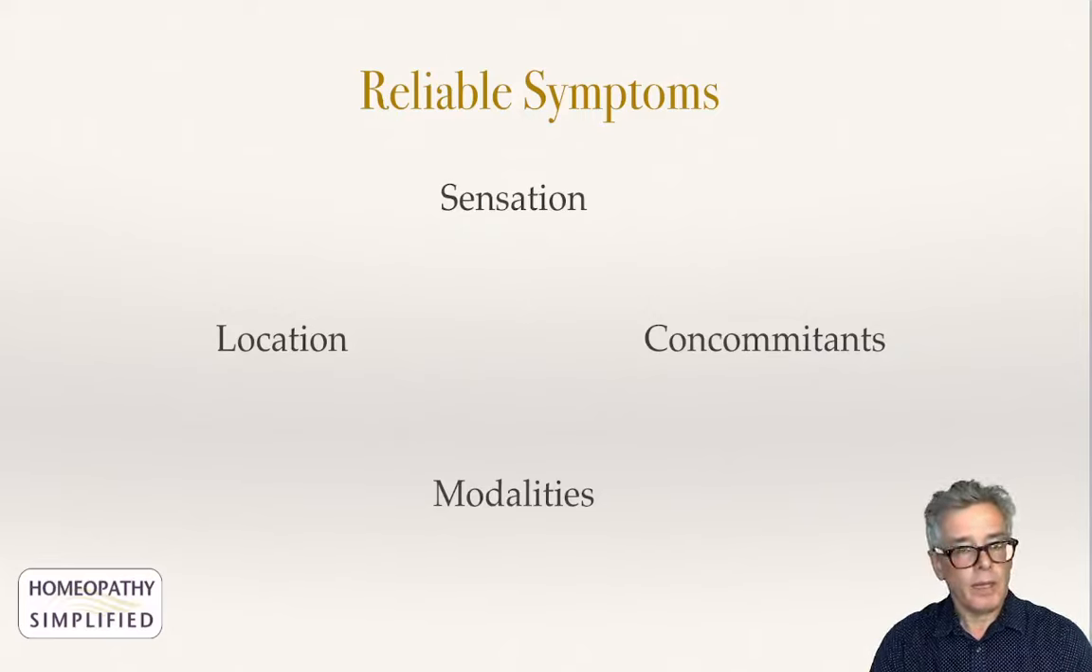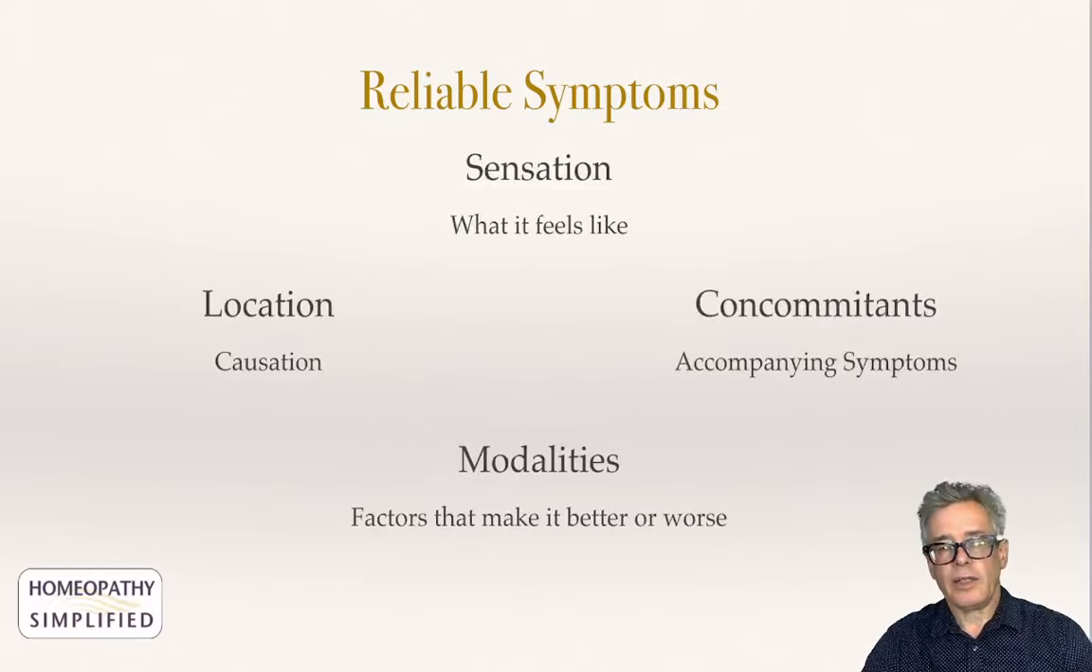We want a reliable symptom that covers not only the location, but the cause of the condition. We want to know how the symptom feels, what the disease feels like, and we need that information. And concomitants are those symptoms that accompany another condition. I'll give some examples of that. And very importantly to homeopaths are something called modalities. These are the symptoms or actions on symptoms that make it better or worse. So you can see on the bottom here, factors that make a symptom better or worse.